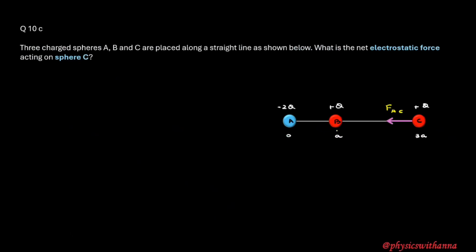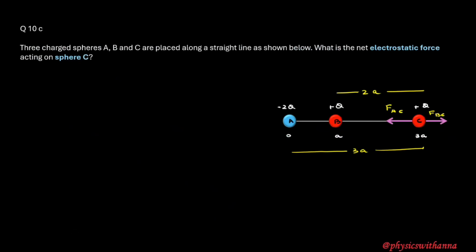Then B is positively charged, so it will try to repel C away from itself. So direction of force on C because of B will be to the right, going away from sphere B. We call this FBC. Distance between A and C is 3A, whereas distance between B and C is 2A. We just subtract these values and you will get the distance.